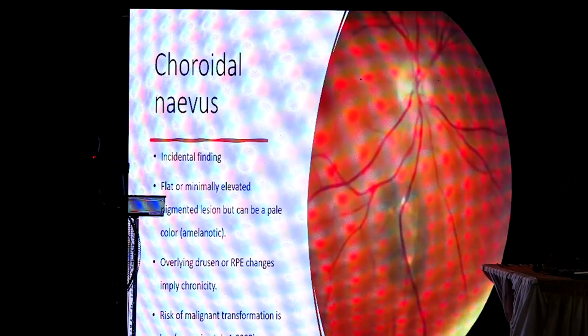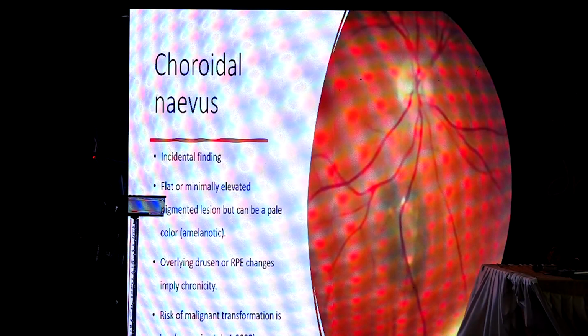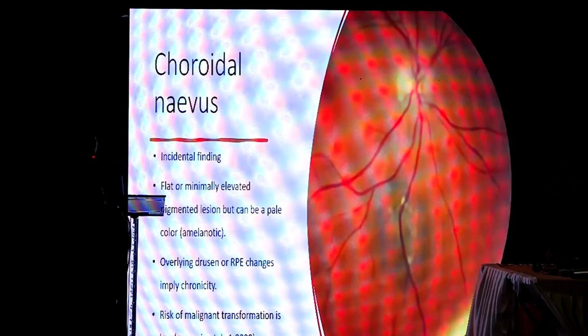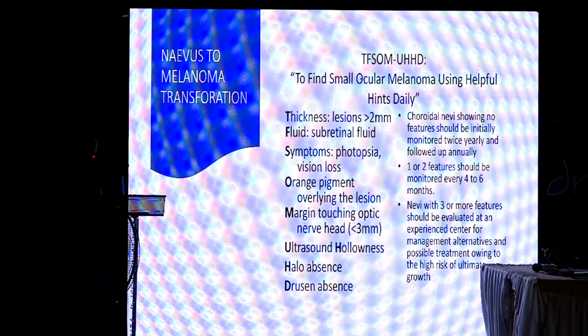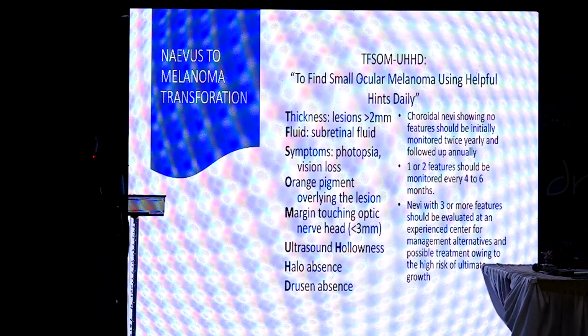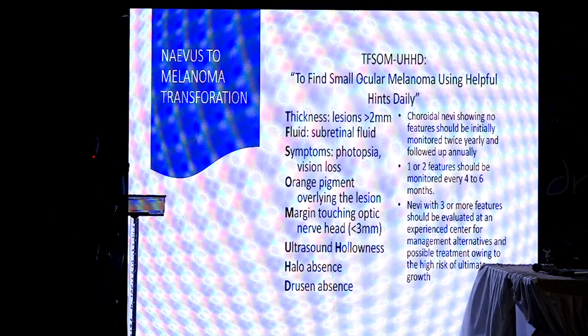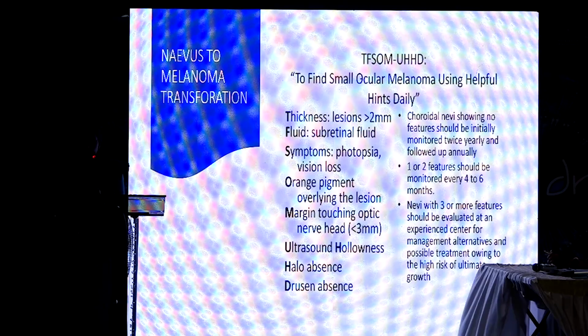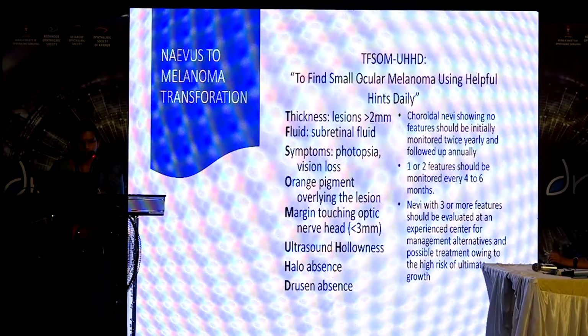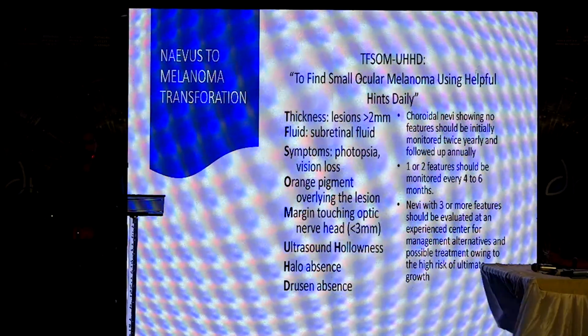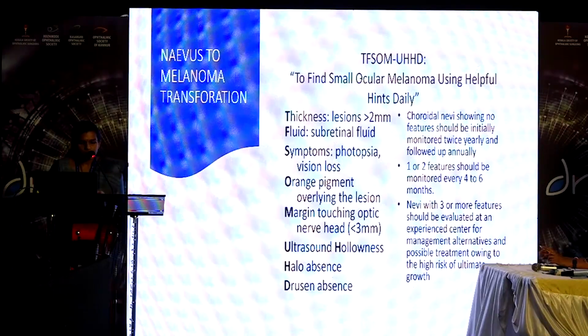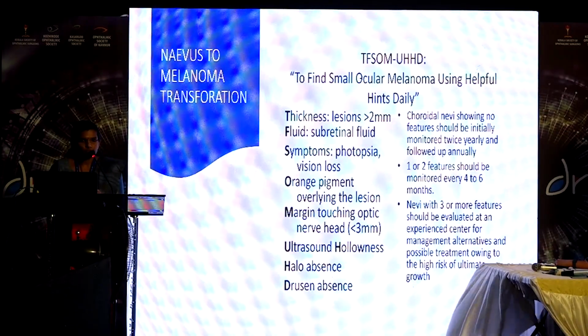Now coming to the choroidal nevus, which is actually an incidental finding, usually presents as a flat or minimally elevated pigmented lesion. It can be amelanotic also. Overlying drusen or RPE changes imply the chronicity of the lesion, and the risk of malignant transformation is very rare in case of nevus. How can we identify the malignant transformation? The things which we have to look for in each follow-up are thickness of the lesion more than 2 mm, presence of subretinal fluid, presence of symptoms, orange pigment overlying the lesion, margins touching the optic nerve head or within 3 mm, and ultrasound hollowness, absent halo, and absent drusen.